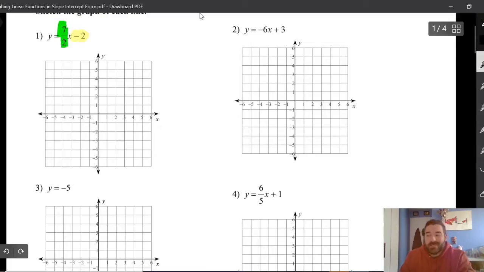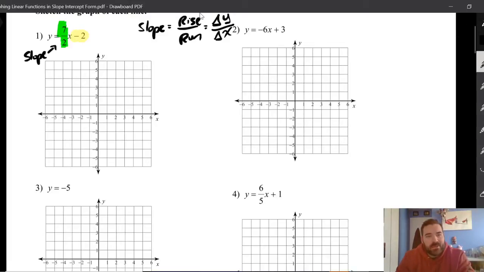Because I only need 2 points or a slope and a point. So I know that my slope is 7 over 2. And I remember that slope is equal to the rise over the run. Or in other words, slope is equal to the change in the y, this little triangular symbol means change in, over the change in the x. So the rise is 7 and the run is 2.